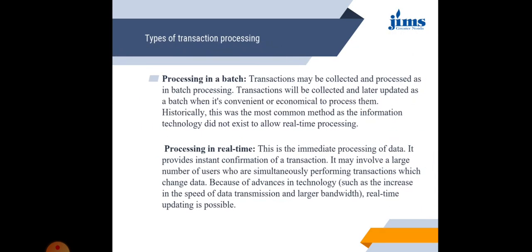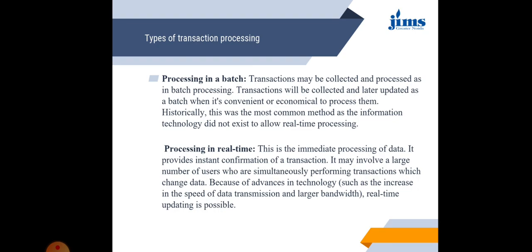Now coming to the types of transaction processing system. There are two types of processing system. One is batch transaction processing system, and another one is real time processing system. Transactions may be collected and processed as in batch processing. Batch means that transactions of the same type are made up into one batch, and that batch should be processed in a single unit of time.